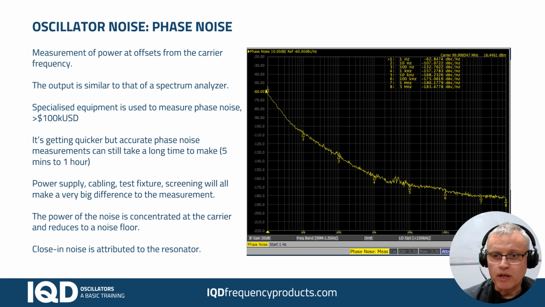Generally speaking, the phase noise plot shows that there is more power concentrated towards the carrier and less as it falls away. We can say that the stuff close into the carrier is normally attributed to the resonator within the circuit, and the far out is generally attributed to noise coming from the amplifier and the silicon in the oscillator circuit, as a rule of thumb.